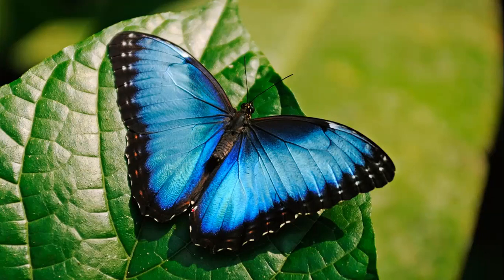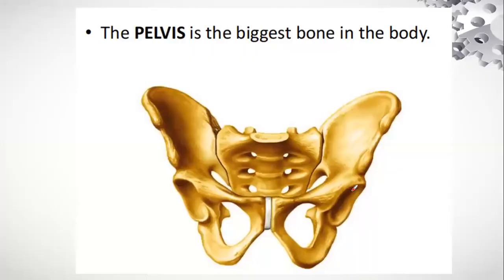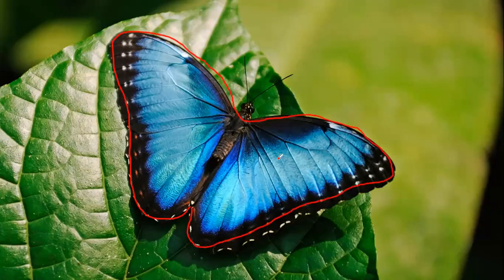I'm going to outline this. Once I've outlined it, we'll go to the next page. There we go. Okay, so the pelvis is the biggest bone in the body, and this is what I was showing you here. If you look at it, it's so similar to the butterfly that we saw previously.